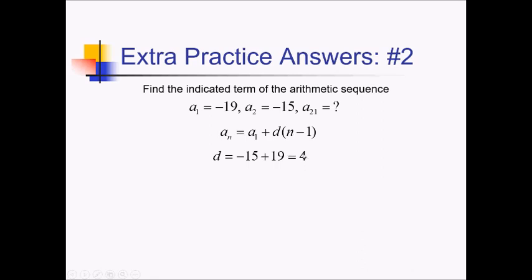Plugging all of it in, we've got negative 19 plus my common difference of 4, and then n is going to be 21, and then we'll be subtracting 1 inside there. I could use the calculator, but this looks like I could do it without a calculator. This is really 4 times 20, which is 80. Negative 19 plus that is going to give me 61.